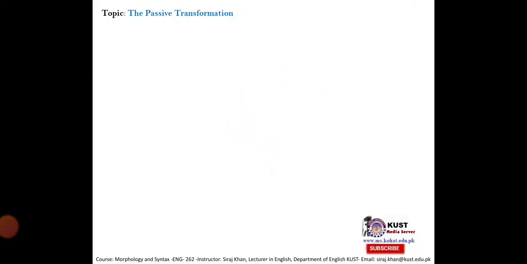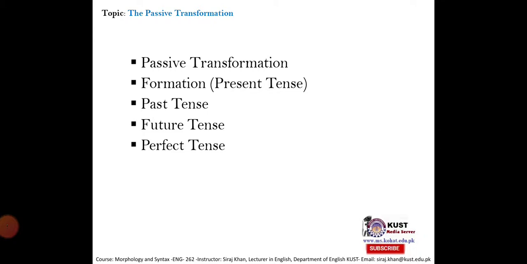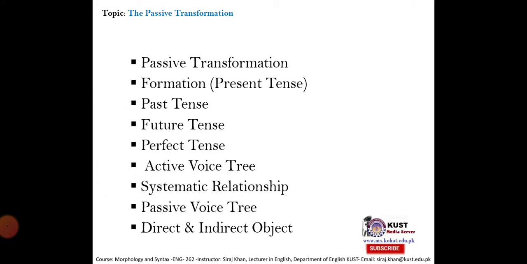The outlines are passive transformation, formation of present tense, past tense, future tense, and perfect tense, active voice tree diagram, the systematic relationship between active voice and passive voice diagram, direct and indirect objects in a sentence.